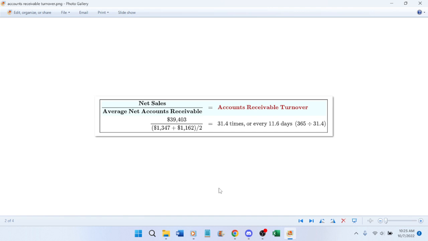Okay, what is accounts receivable turnover? It is net sales divided by average net accounts receivable. And then 365 divided by that number is equal to days.